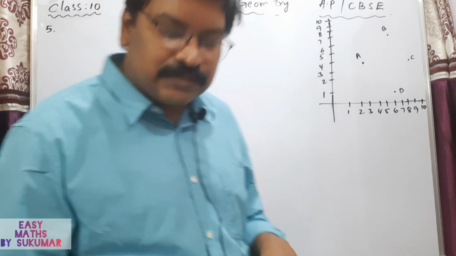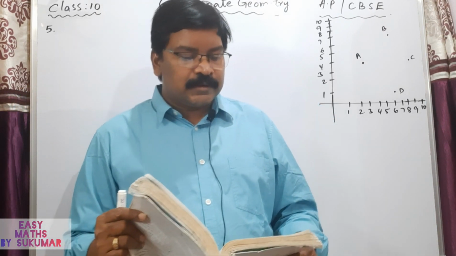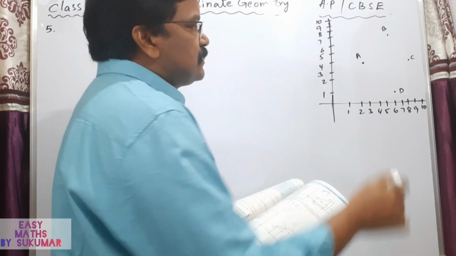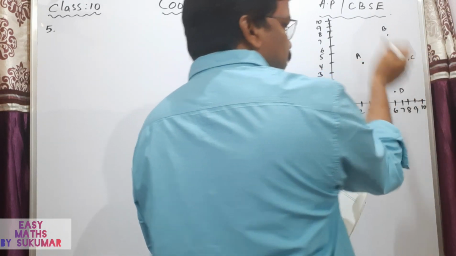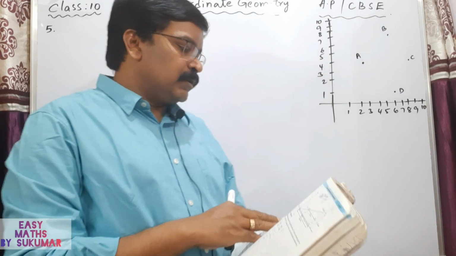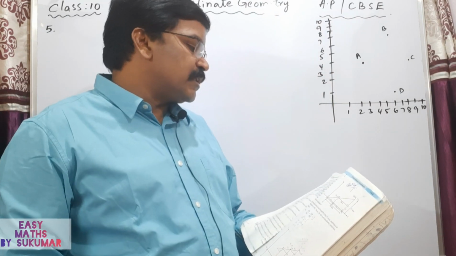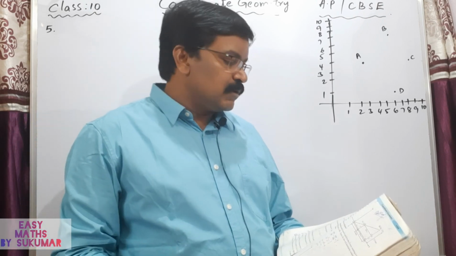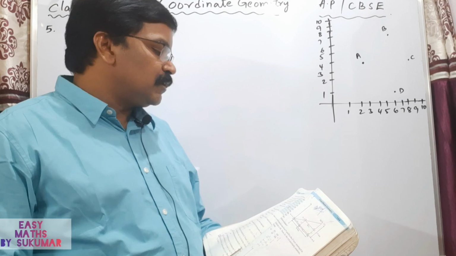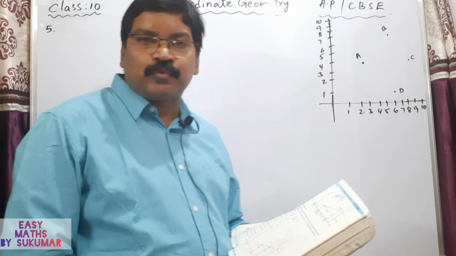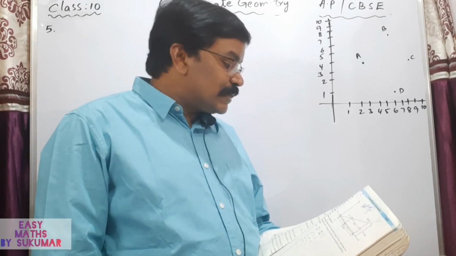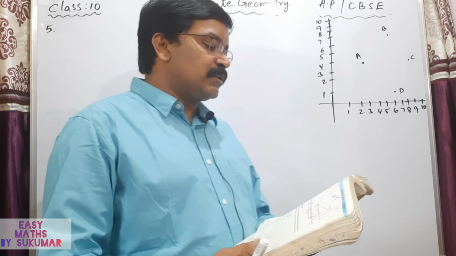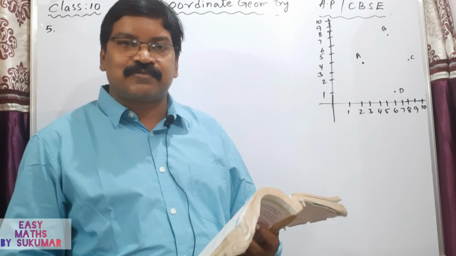Fifth sum is like this. In a classroom, 4 friends are seated at the points A, B, C, D. As shown in the figure, Jarina and Funny walk into the class, and after observing for a few minutes, Jarina asks Funny, "Don't you think ABCD is a square?" Funny disagrees. Using distance formula, find which of them is correct. Okay, I hope you understand this question here.